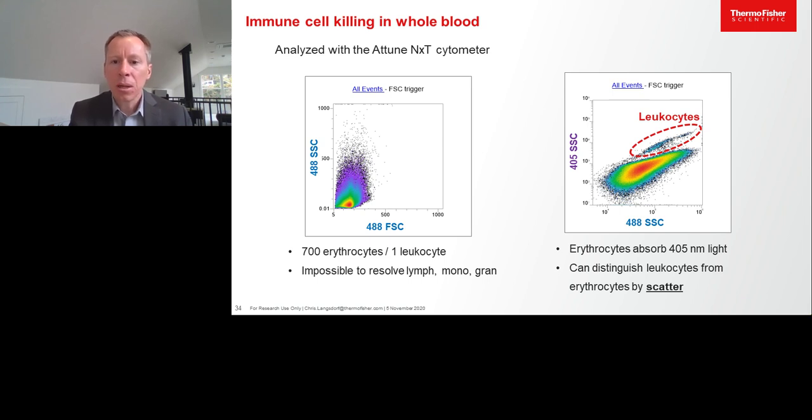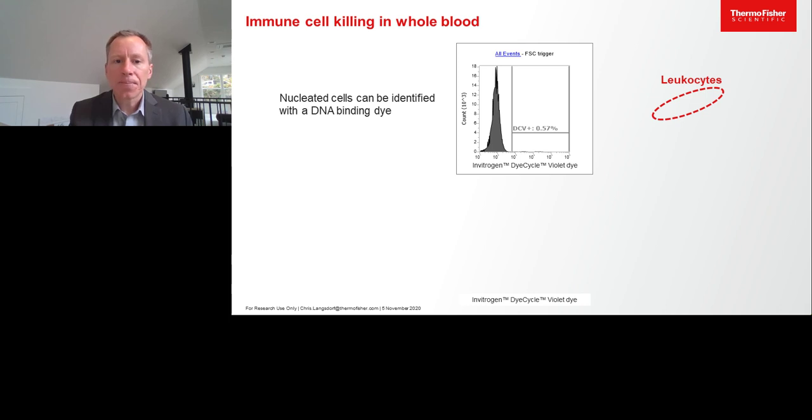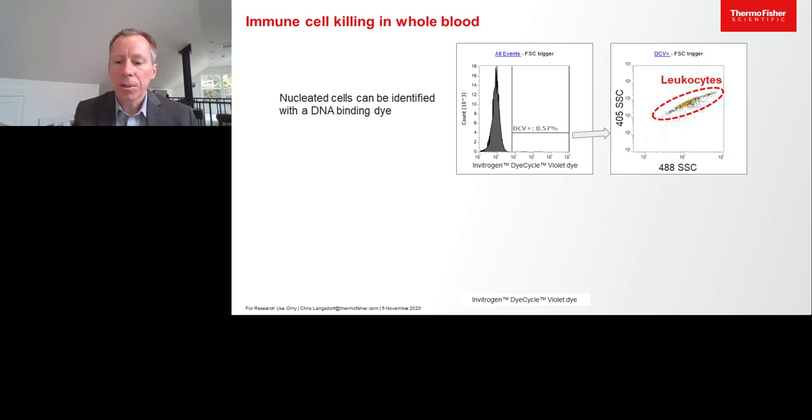And so we can prove that these are white blood cells by labeling whole blood with a dye that binds DNA in live cells. And so by using DyeCycle Violet, we can see a positive population here that is less than 1%, that represents all cells with a nucleus. Our erythrocytes lack a nucleus, and so we see they're dim on this histogram. So if we gate on the positive cells, we can prove to ourselves that, in fact, these are leukocytes that we're visualizing.